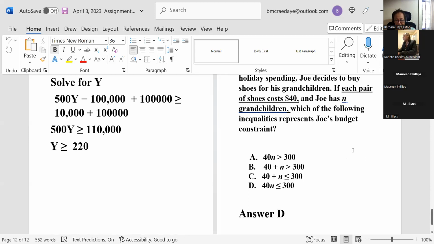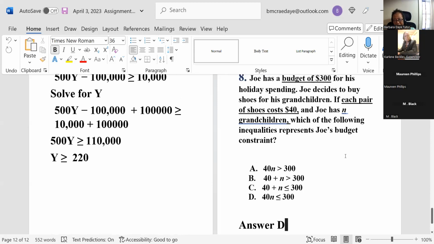So that means it can't be B and it can't be C. It's got to be 40 times n. And it's not A because he can't spend more than 300, that's his budget. So he can only spend less than or equal to 300. Now, why I chose B, Miss Barbara, is because I was thinking of the amount of grandchildren to work out the 300.